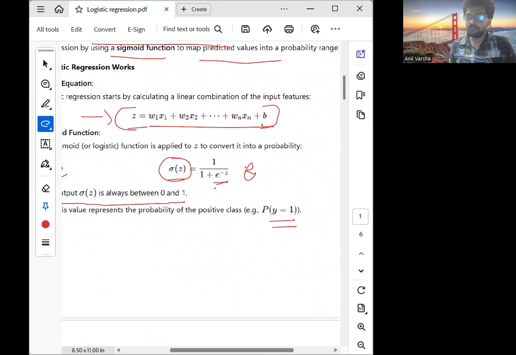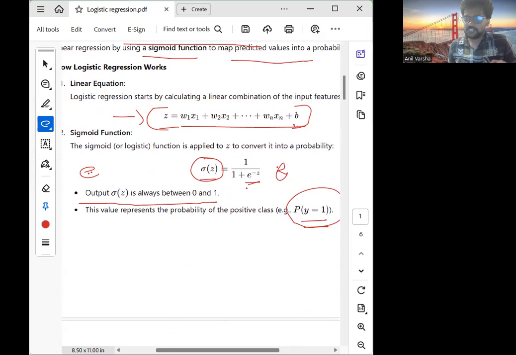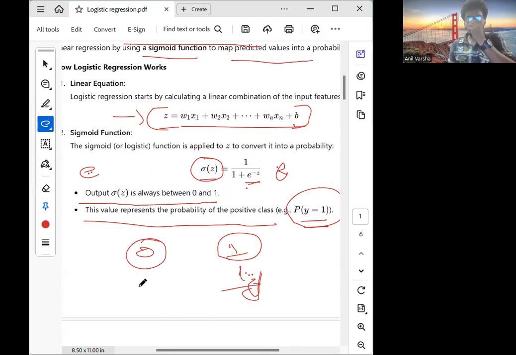The value represents the probability of the positive class. The probability of being classified as 1, that is P(y equals 1), should be greater than 0.5, as earlier. Here there are two classes, 0 and 1. Let us say it's a dog: 1 is a dog and 0 is not a dog. Now the probability of the given image being classified as a dog should be anywhere near 1.